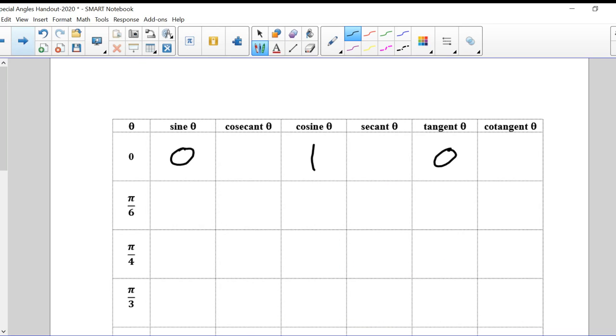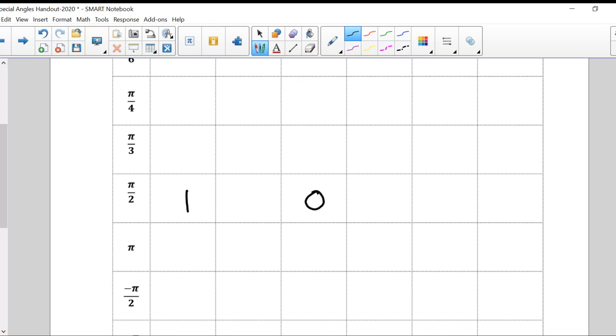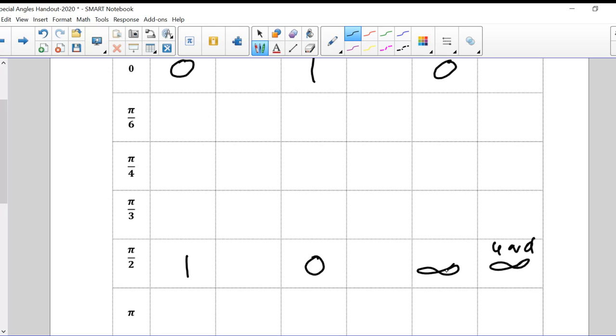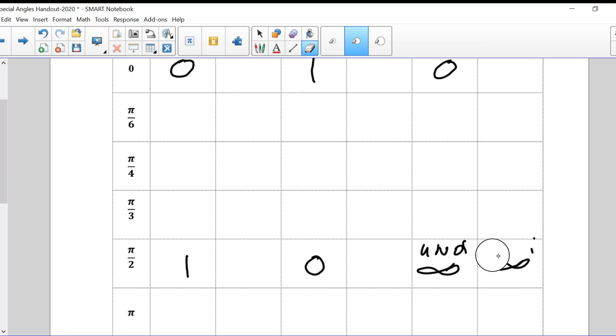So there you go. I'm going to put that as being undefined, and I'll just put the infinity symbol for that. That's one way to write undefined. You can write UNDF if you like. Either way, it's the same. Oh, I think I put it in the wrong column, actually. Wrong column. So UND, and I'm going to erase this.